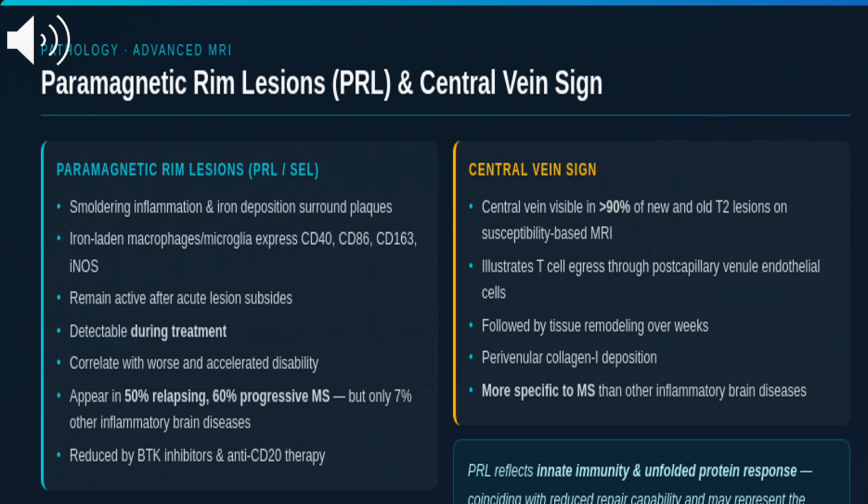Therapeutically, PRL are reduced by BTK inhibitors and anti-CD20 therapy. Average progression is slower with anti-CD20 and natalizumab than with interferons and glatiramer, and this difference may be explained in part by differential effects on smoldering lesion activity.